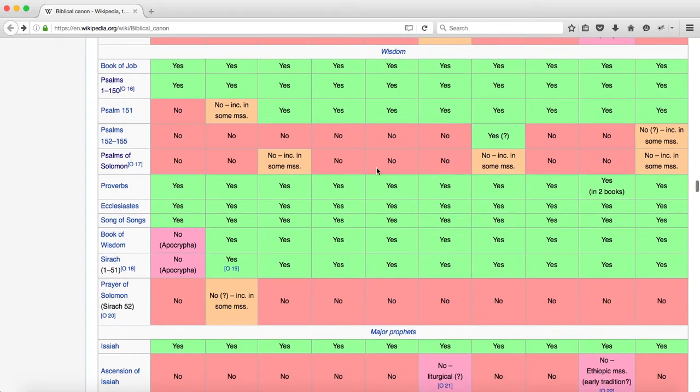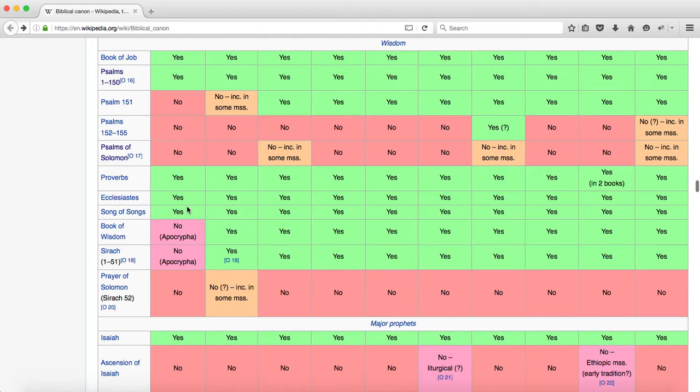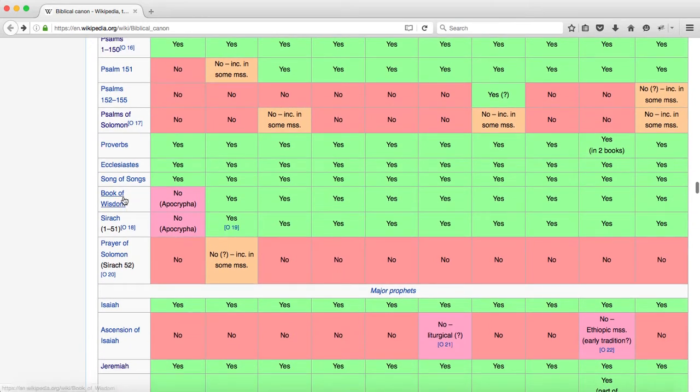Psalms of Solomon are accepted in some manuscripts of 3 traditions in Christianity. Proverbs, Ecclesiastes, Song of Solomon are accepted across the board. Proverbs is in 2 books in the Ethiopian Church rather than 1. The Wisdom of Solomon is accepted by all of Christianity except for Protestantism. It's in the Apocrypha within Protestantism.